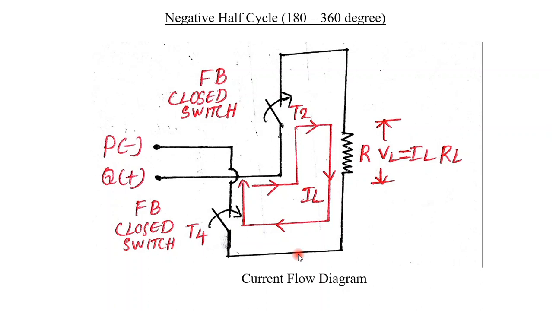Here we have the output for both the half cycles, so it is called a full wave rectifier. Next we will see the output waveforms.